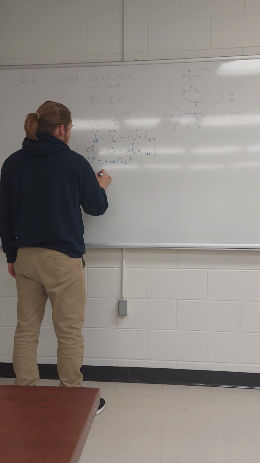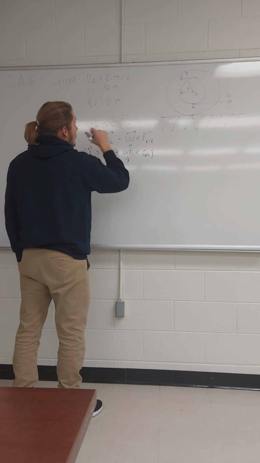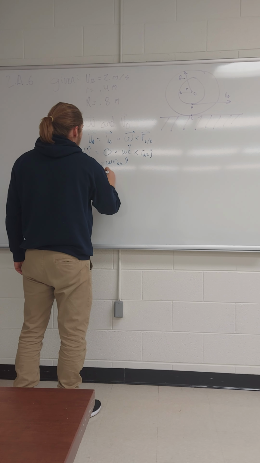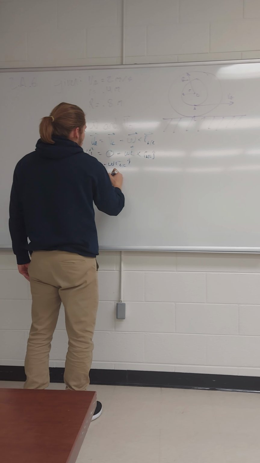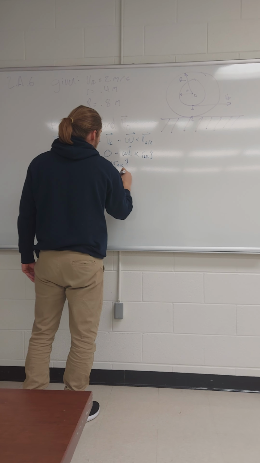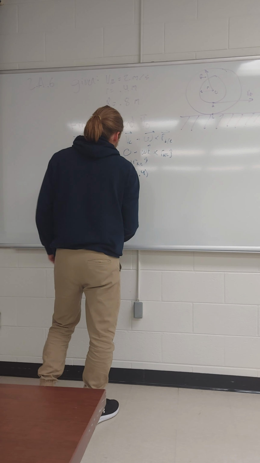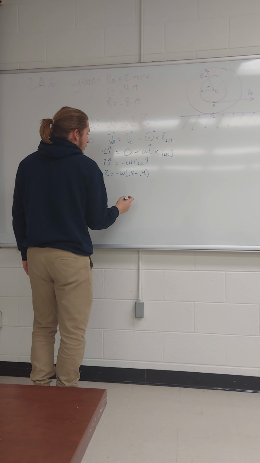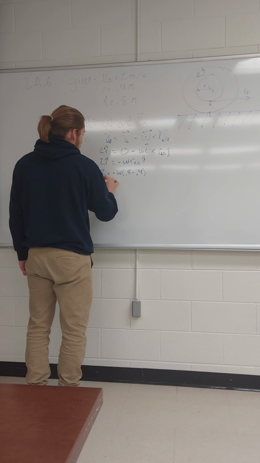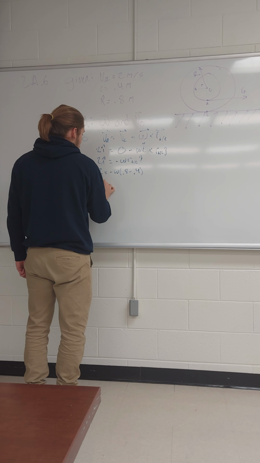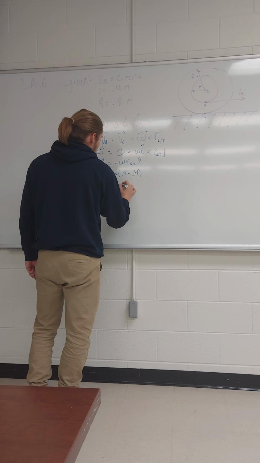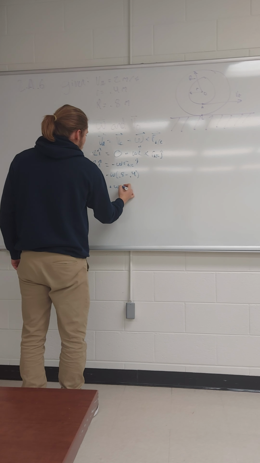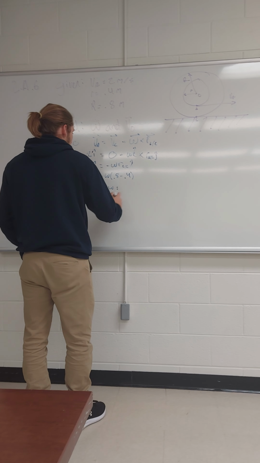Since that's all in I, you can take out the I's. You get 2 equals negative omega, and then RAC is big R minus little r, so 0.8 minus 0.4. And then you solve for omega, which would be negative 2 over 0.4 is equal to omega, which is equal to negative 5.